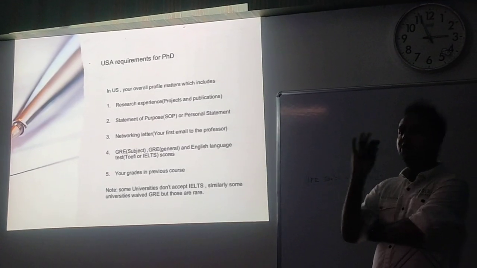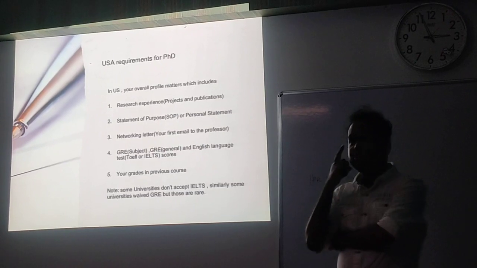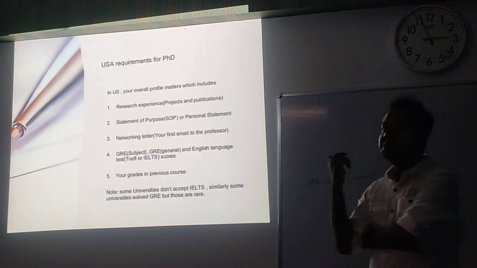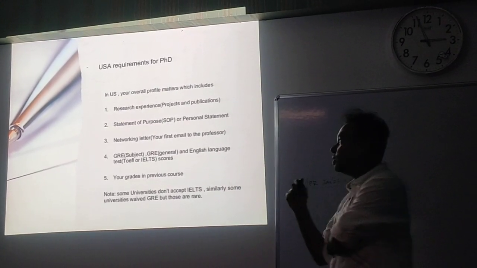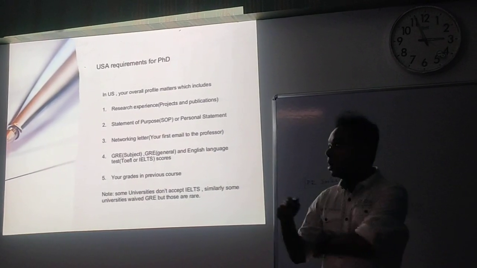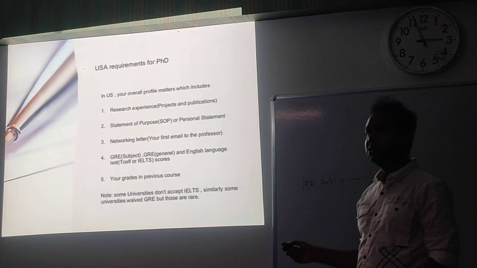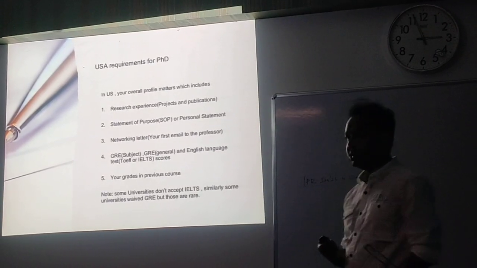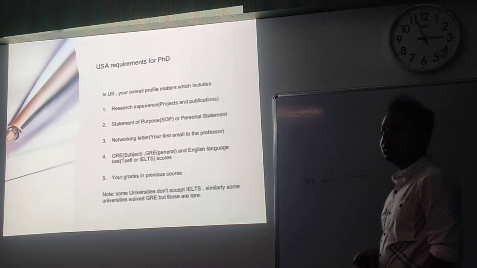There are a lot of students who ask: I have a GPA of 7.5, or I have a GPA of 6.5, will I get admission to US universities or not? The answer is we cannot say that, because in the United States your overall profile matters. In the overall profile, the first priority is your research experience. The more research experience you have, the more chances you will get. And if you have a publication, that's on the next level.